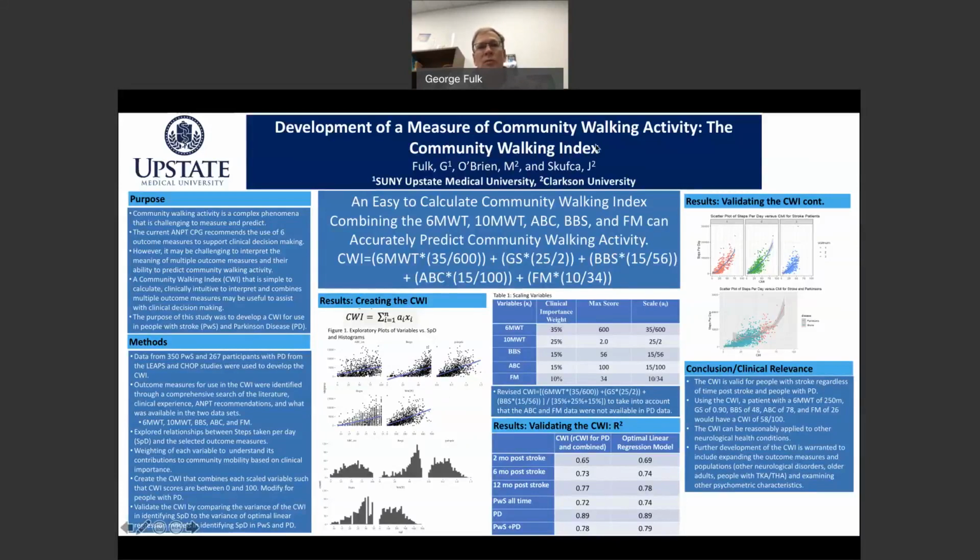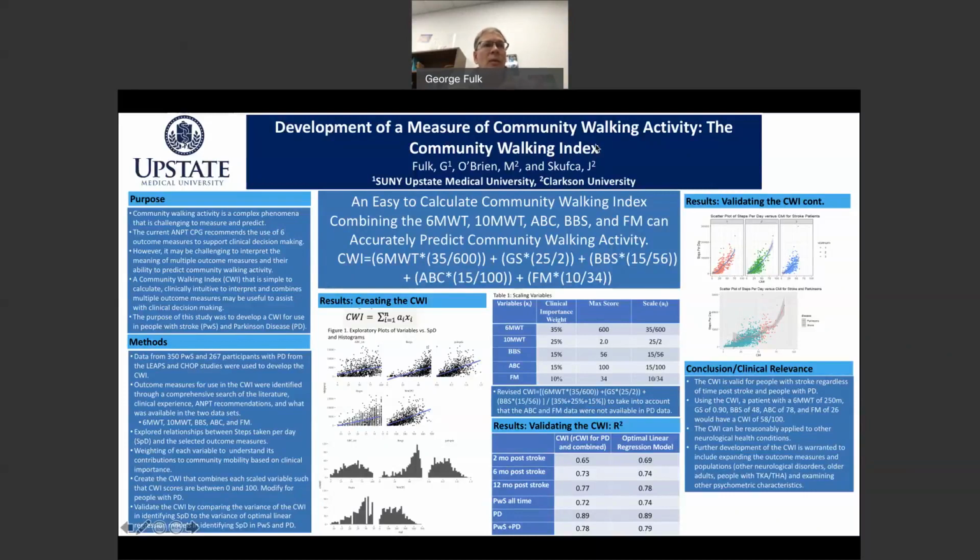Based on a comprehensive review of the literature, our clinical experience, clinical practice guideline recommendations, and what outcome measures were available in the two data sets, we selected the 6-minute walk test, gait speed, Berg Balance Scale, ABC, and lower extremity Fugl-Meyer for inclusion as variables in the community walking index.